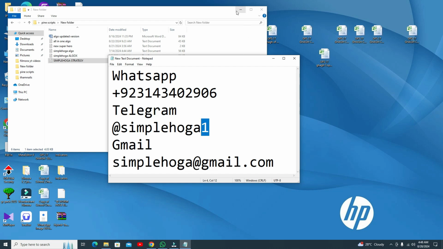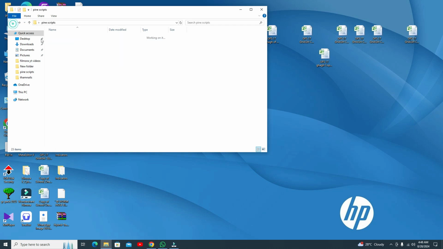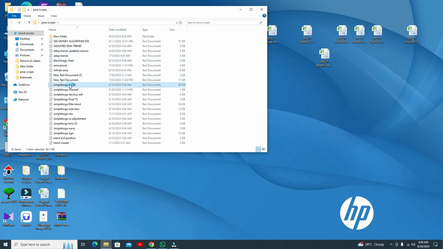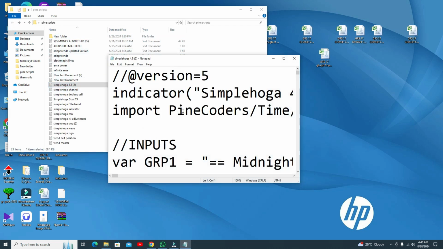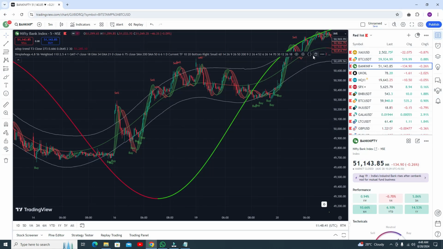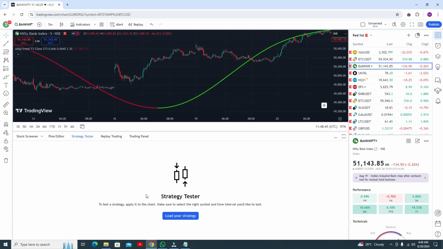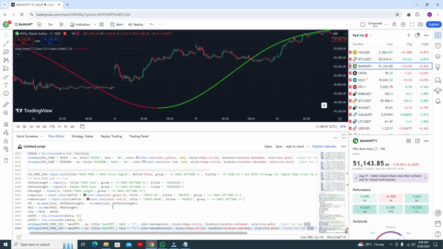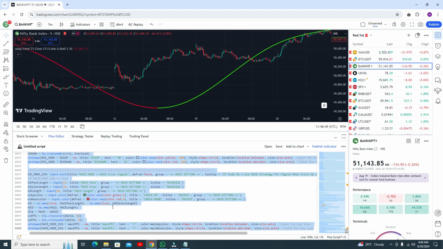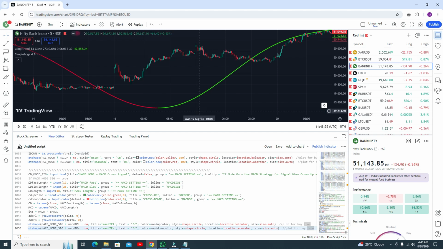Okay, so how you can add the script, let me show you. The first indicator that I am using here is a simple logo 4.8. You need to copy the code, Control A, select all, copy the code, then go to here. I need to uncheck this one, and then click on strategy tester, not Pine editor, and you need to select all, remove all the code, then paste my code and click on add to chart. How simple is that? It's so simple.